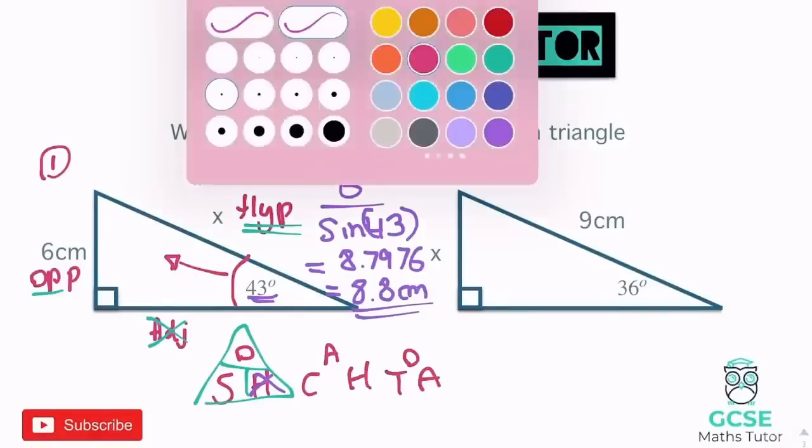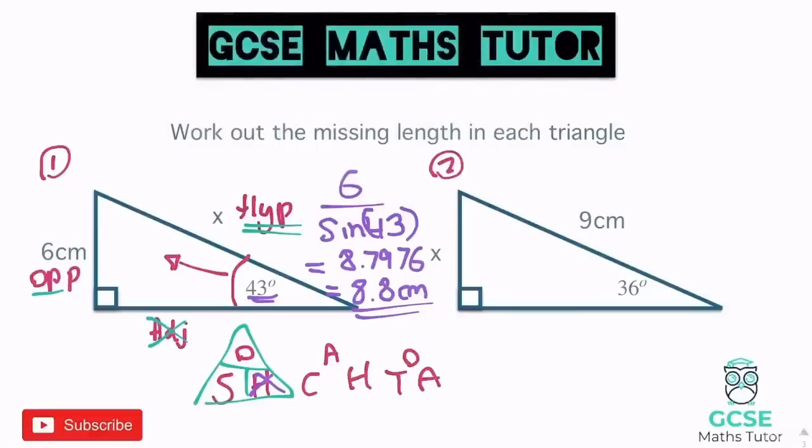Now if we have a look at the one on the right, so question 2, we've got a very similar process here. Let's have a look. So we still have a look at our angle, label the sides, so opposite that is our opposite.